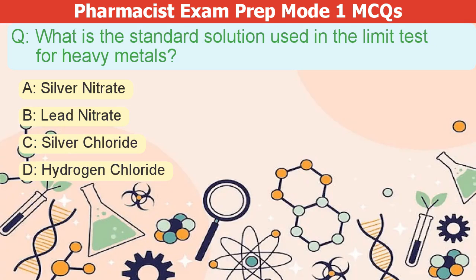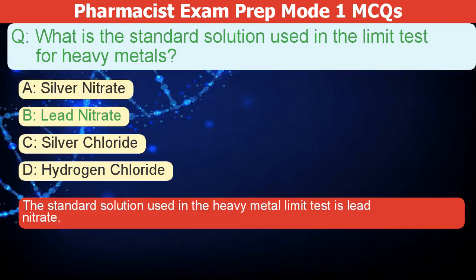What is the standard solution used in the limit test for heavy metals? A. Silver nitrate. B. Lead nitrate. C. Silver chloride. D. Hydrogen chloride. The correct answer is B. The standard solution used in the heavy metal limit test is lead nitrate.